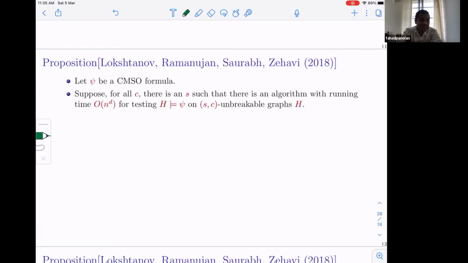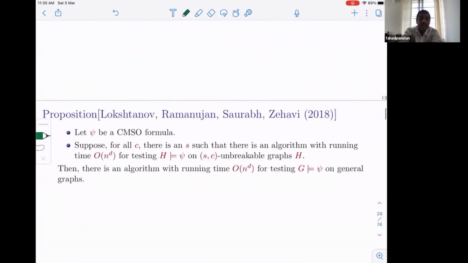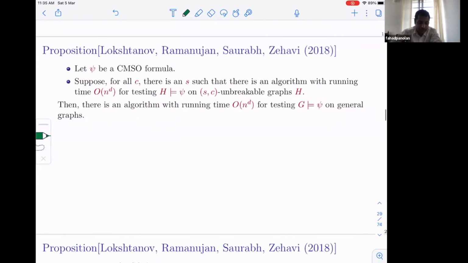and the constant hidden in the big O notation can depend on the size of the formula C. Then there is an algorithm of similar running time for testing whether G satisfies that property psi on general graphs. So the implication of this theorem is the following.